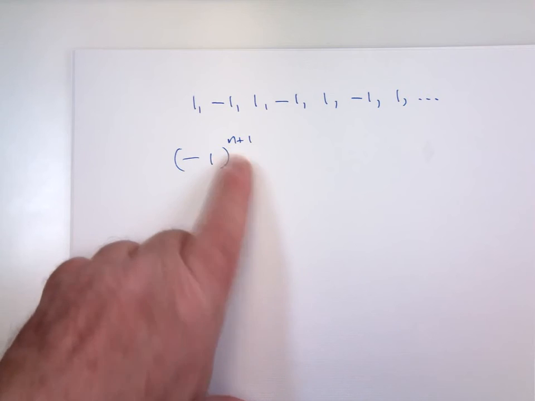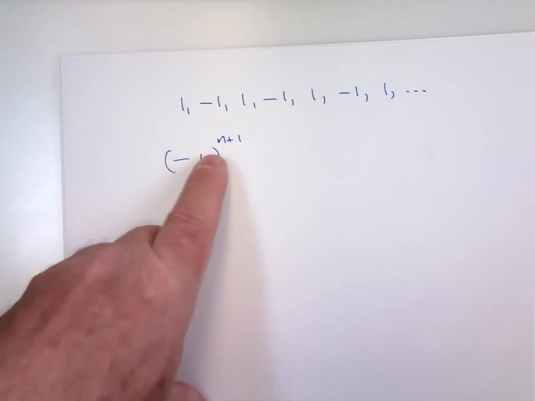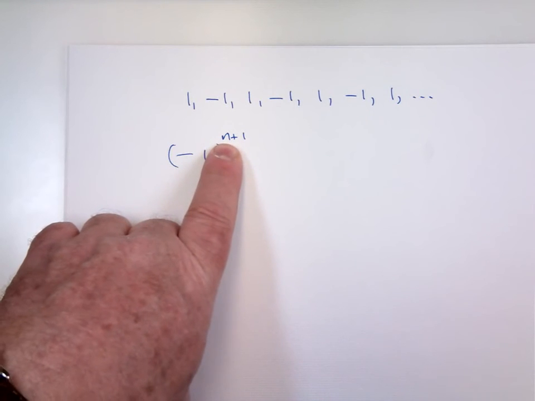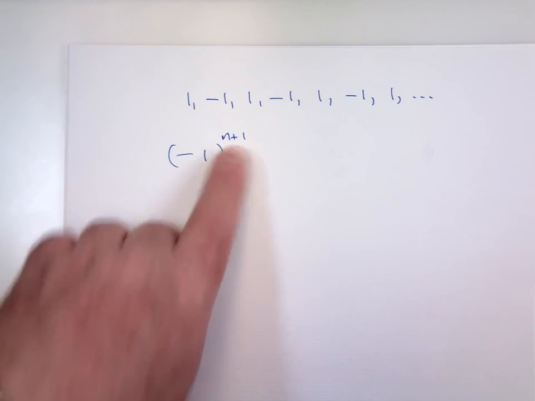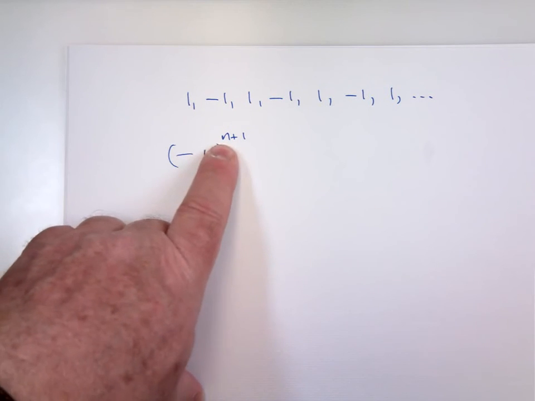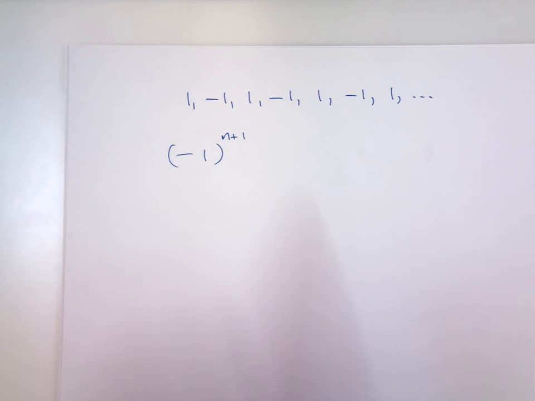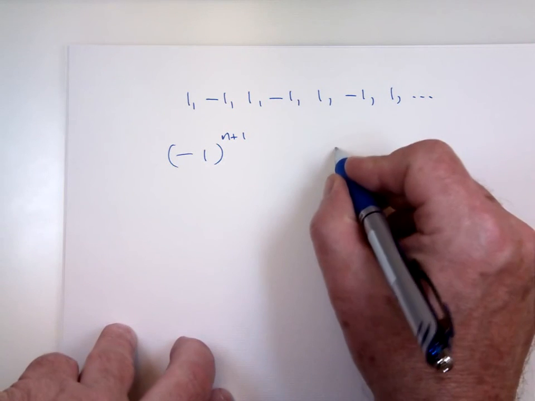All right, but anyhow, when n is 1, you get negative 1 squared, which is 1. When it's 2, you get 2 plus 1 is 3. Negative 1 cubed is negative 1, etc. What happens is this goes back and forth between 1 and negative 1. Does this sequence converge? No, it does not. There is no limit here. It does not converge.